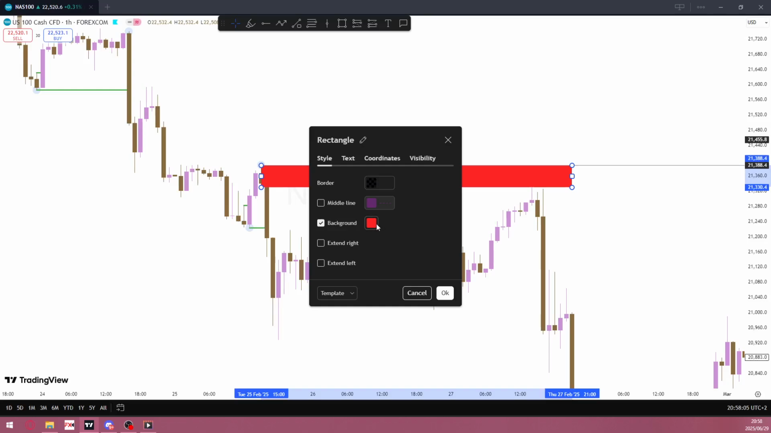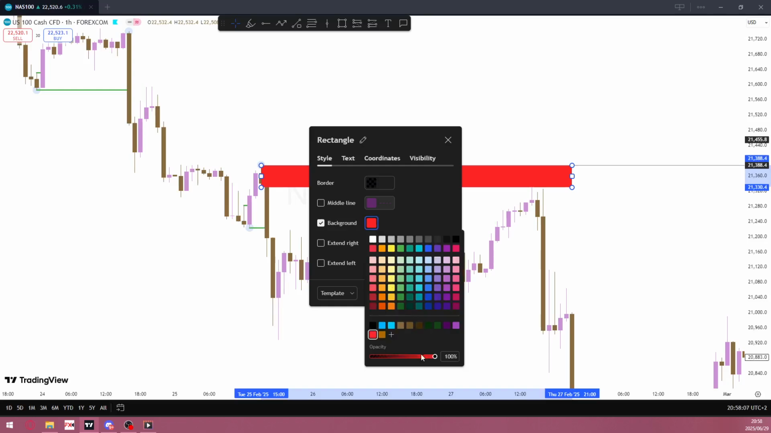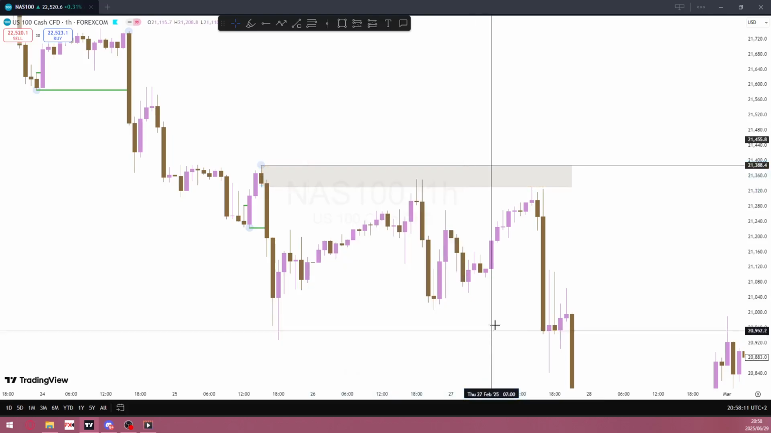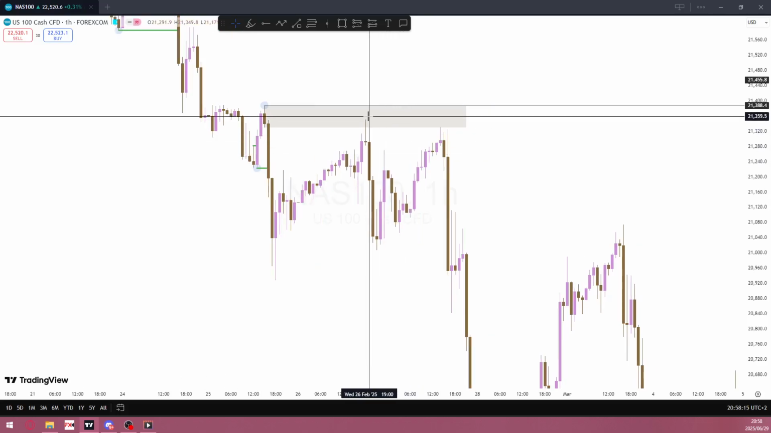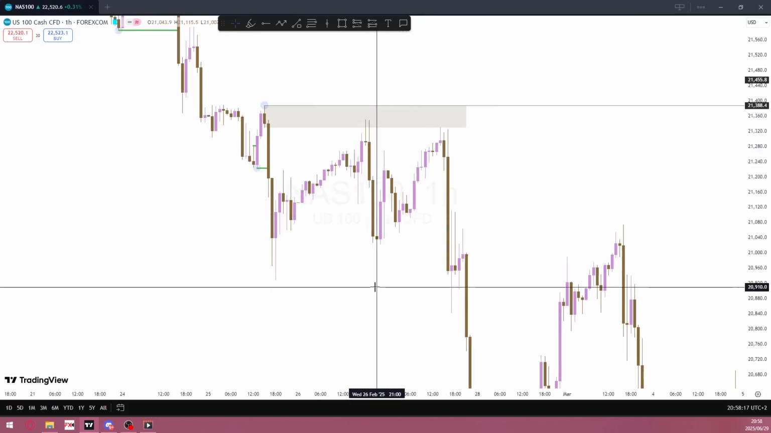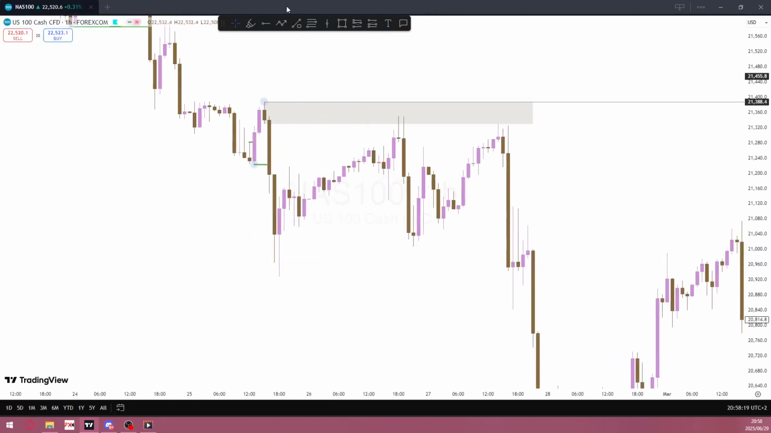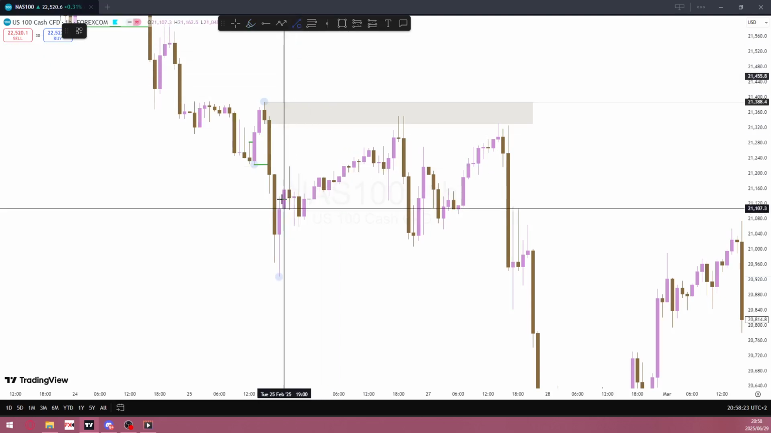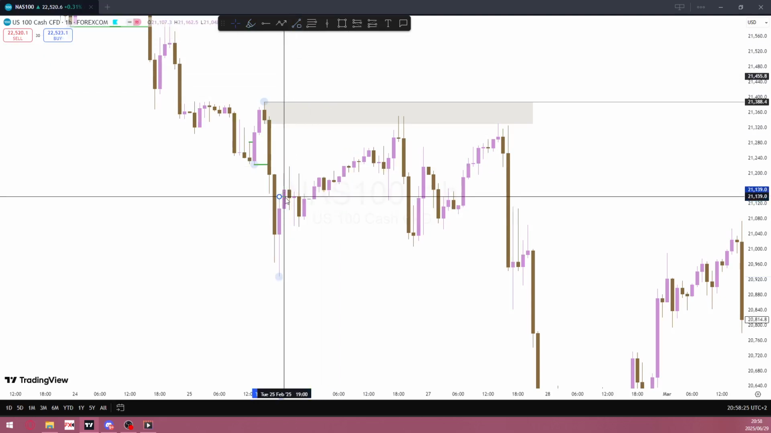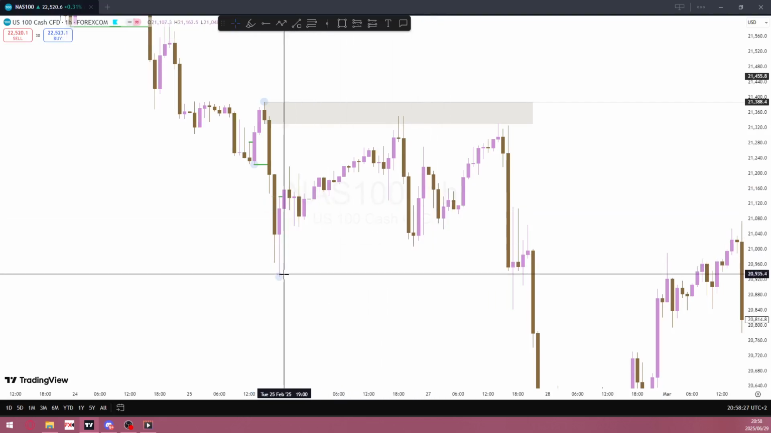Let me change this for you so you can see it better. Literally simple day trading, simple supply and demand trader. Where is the new established targeted low? The new established targeted low would be here. Because why? Body close above the previous candle's wick. This is now the targeted low.